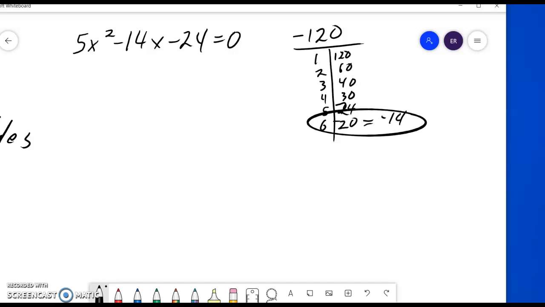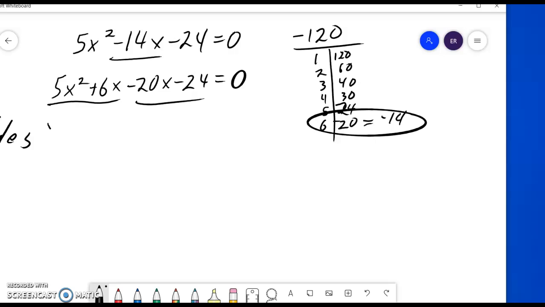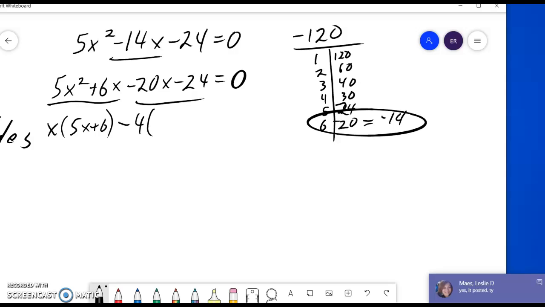I'm going to replace my negative 14x with 6x and negative 20x. 5x squared plus 6x minus 20x minus 24 equals 0. Okay, factor by grouping. I get an x in each of these. Factor it out, I get 5x plus 6. I'm going to use that negative sign. What goes into both of those? 4. And if I did it right, it should be 5x plus 6.